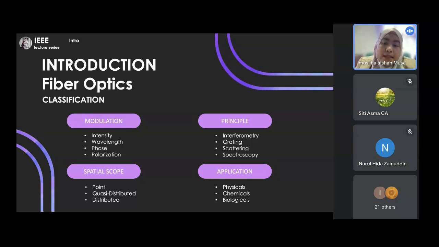Okay, then in terms of spatial scope, whether the sensor is deployed as a point sensor, which is for a localized measurement, or quasi-distributed, where multiple point sensors are arranged to measure several points, and then distributed. Lastly, the application, which can be physical, chemical, and also biological.